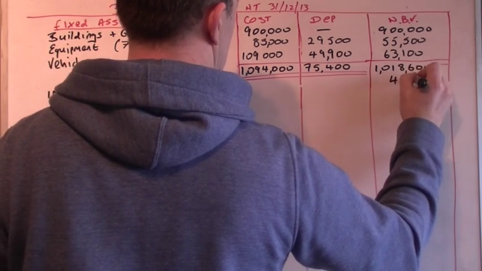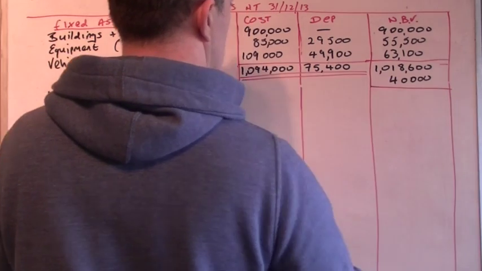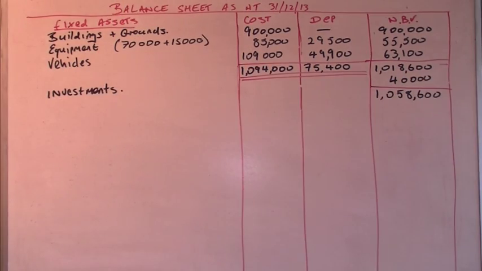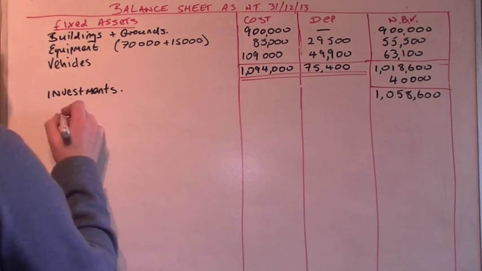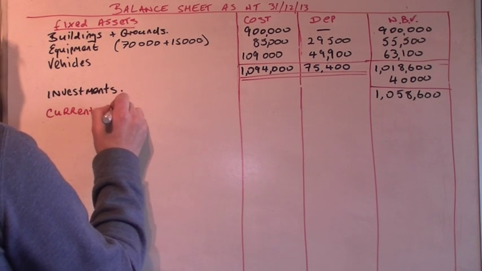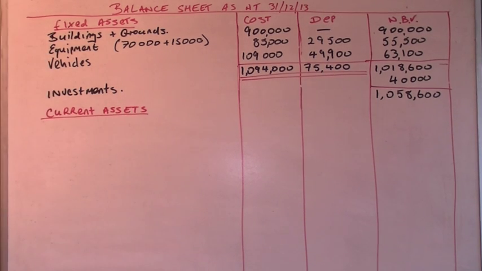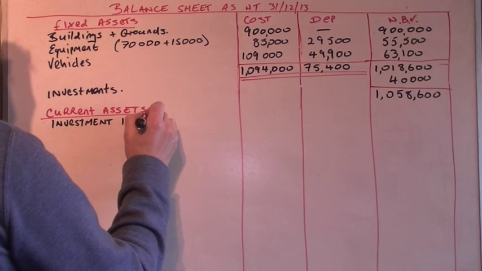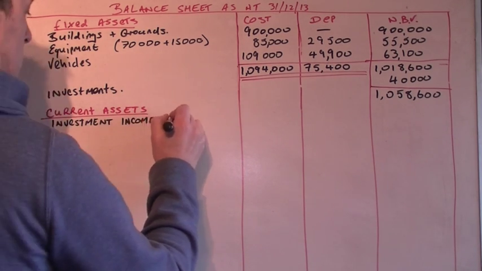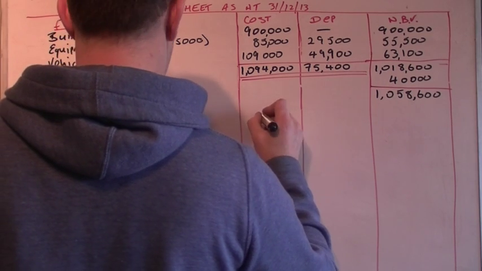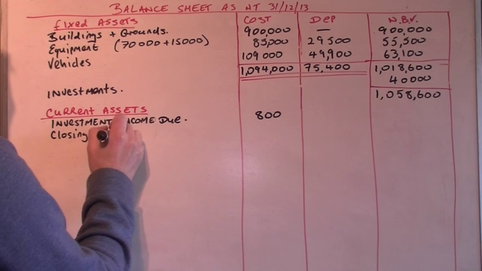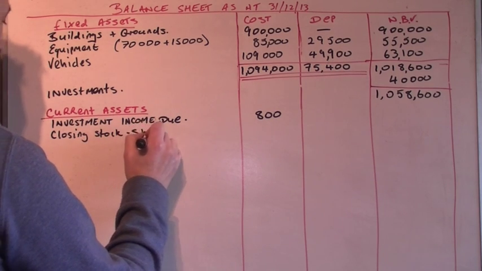And so we move on with investments. Our investments were worth 40,000. So we are now running with a total of 1,058,600. We proceed with our current assets. For our current assets, we begin with investment income still due. Now we worked out that investment income was 2,000, but according to the receipts and payments, we've only received 1,200, so we are still due 800.